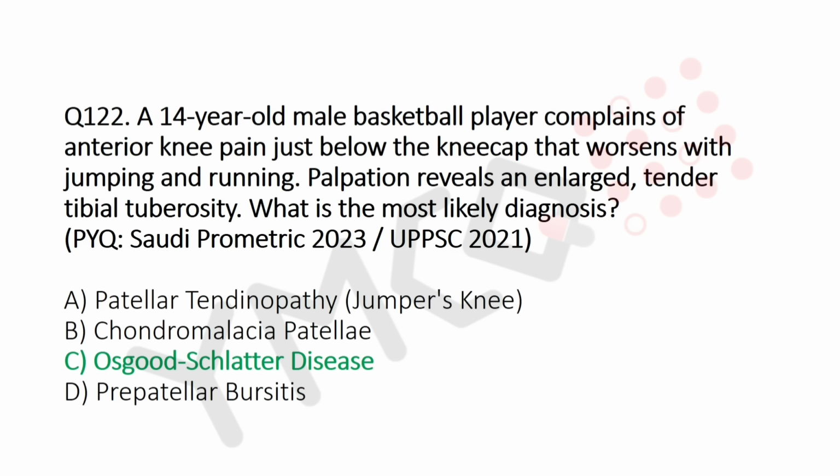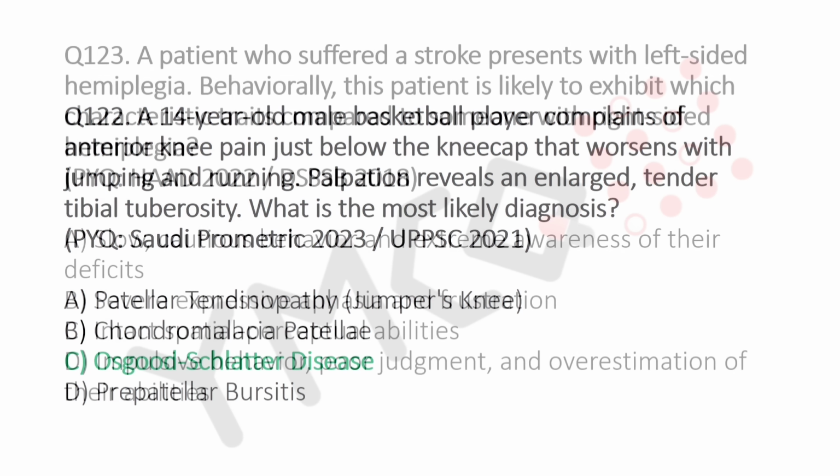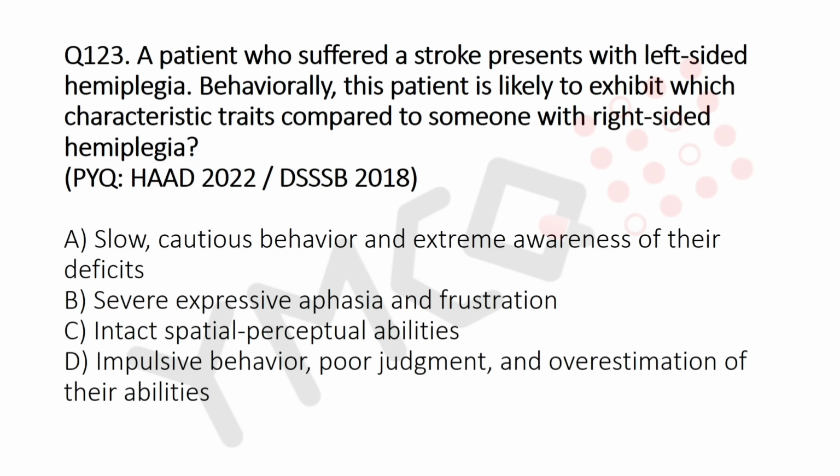Now let's move to question number 123. A patient who suffered a stroke presents with left-sided hemiplegia. Behaviorally, this patient is likely to exhibit which characteristic traits compared to someone with right-sided hemiplegia? Option A, slow, cautious behavior and extreme awareness of their deficit. Option B, severe expressive aphasia and frustration. Option C, intact spatial perceptual ability. Option D, impulsive behavior, poor judgment and overestimation of their ability.